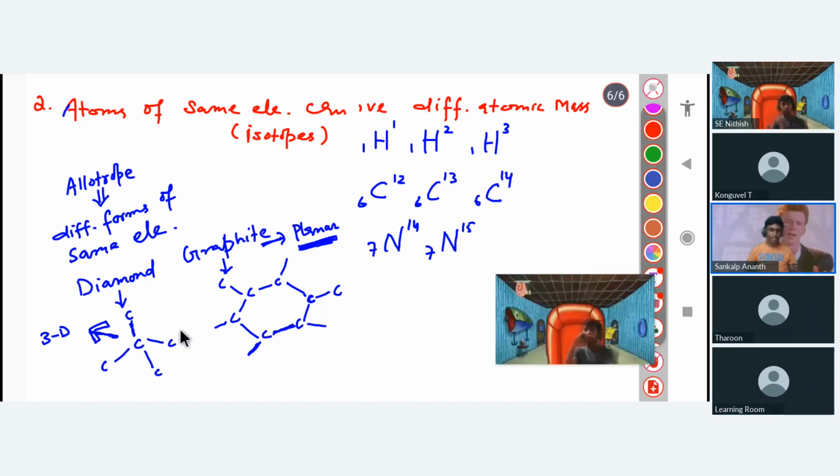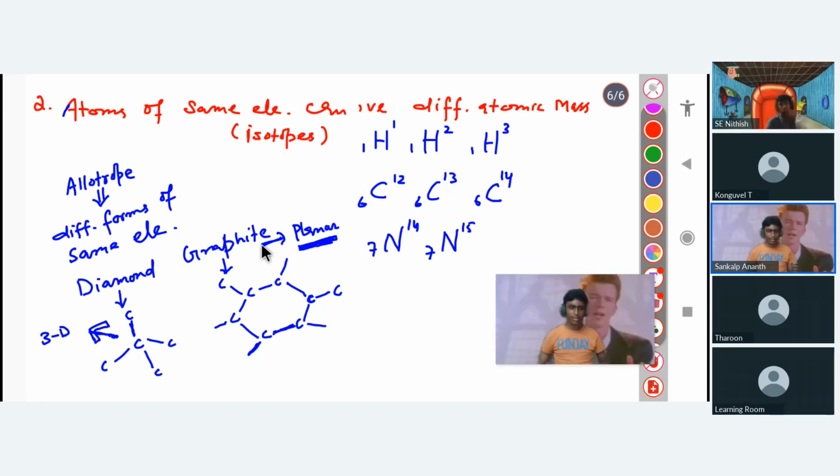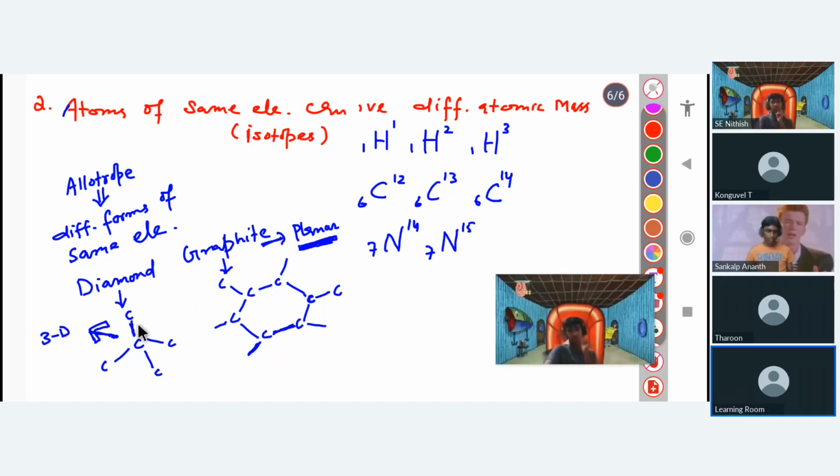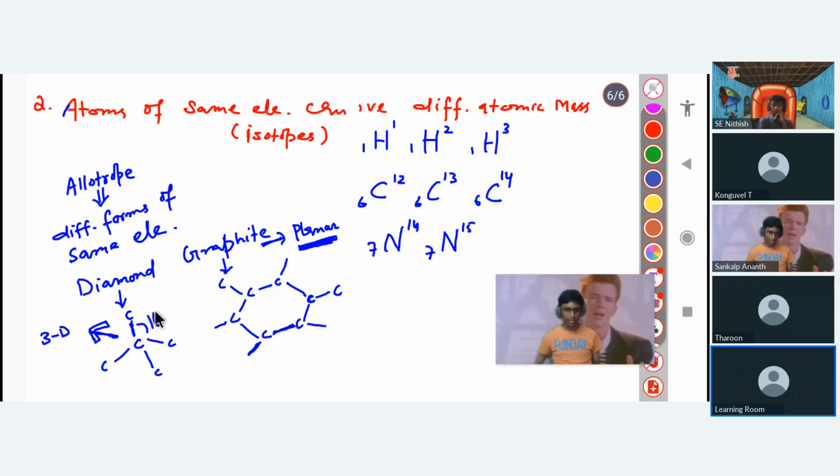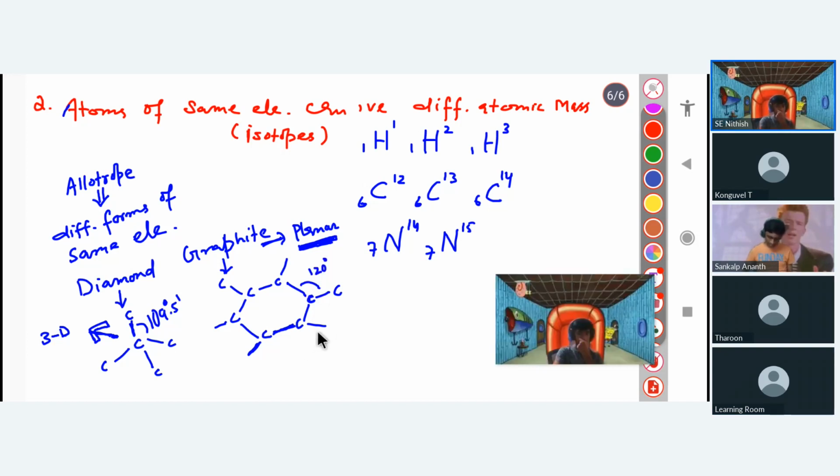The angles also matter, right, sir? Like in graphite the angle is different. In the case of diamond, the angle is 109 degrees 5 minutes, and in graphite it's 120 degrees. The angle is also different here.